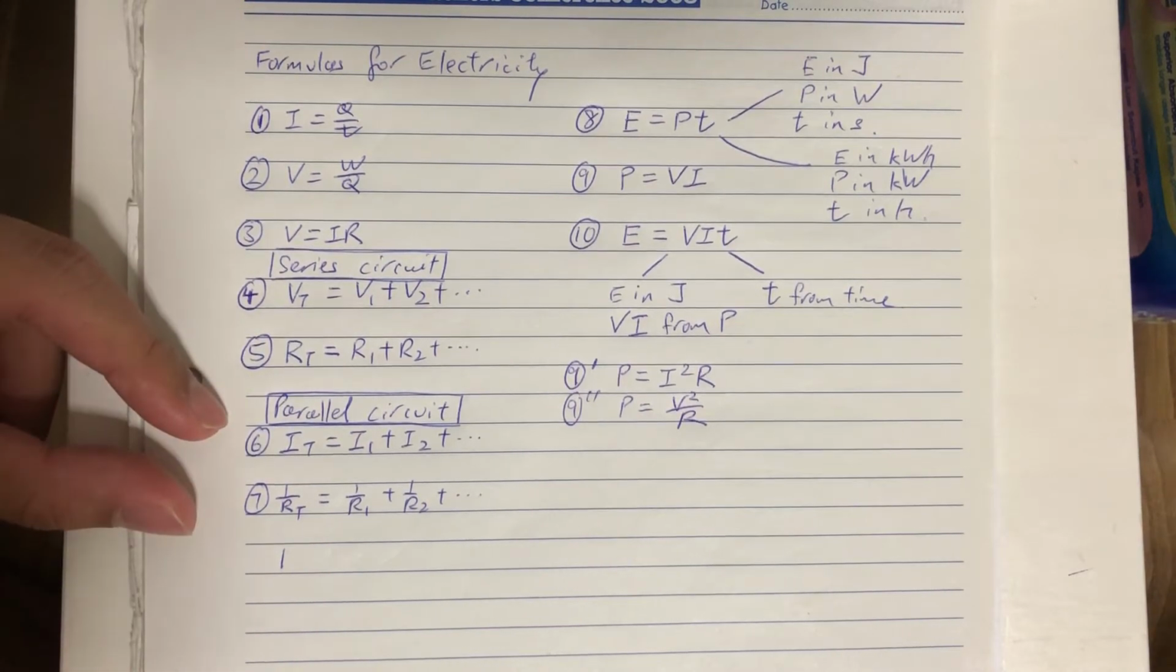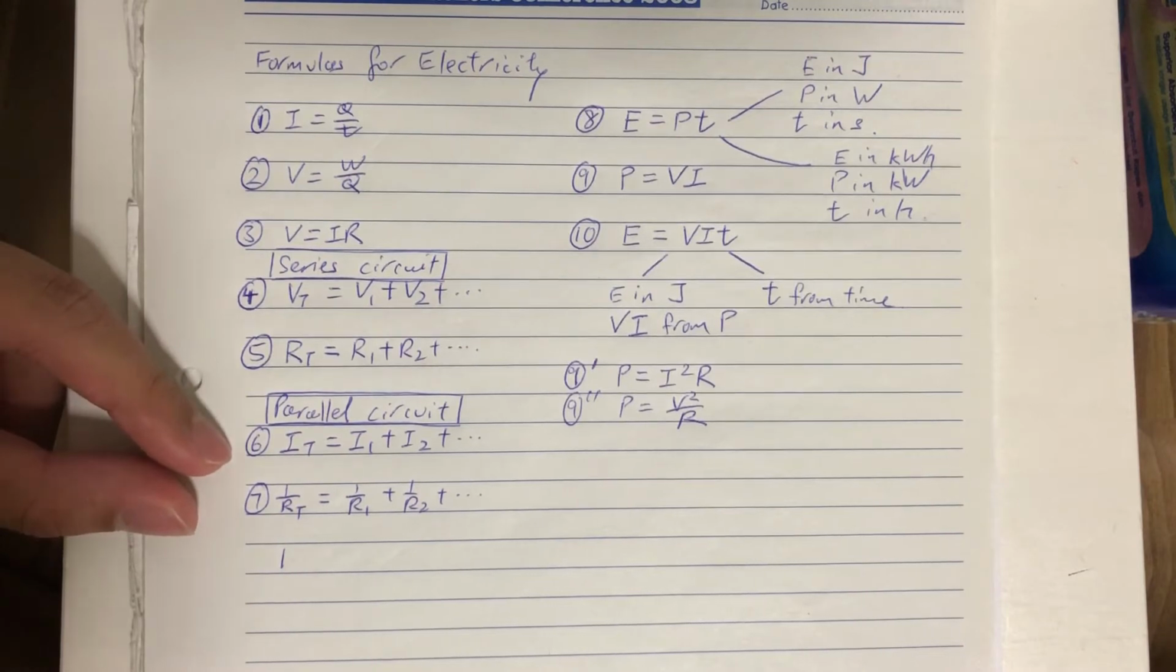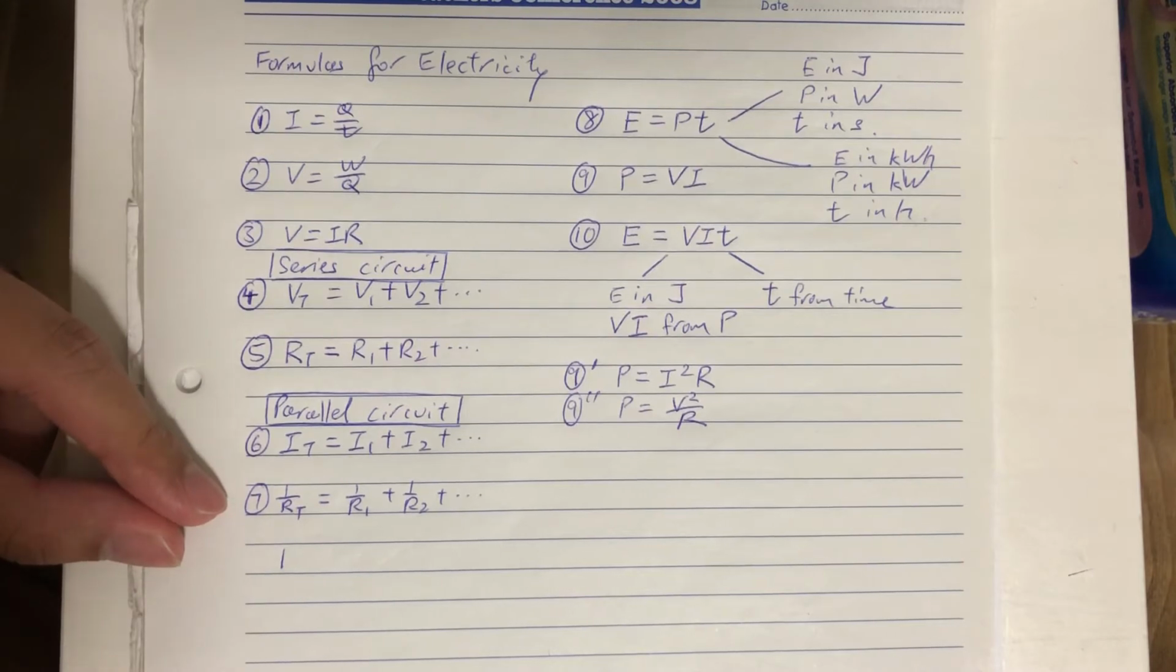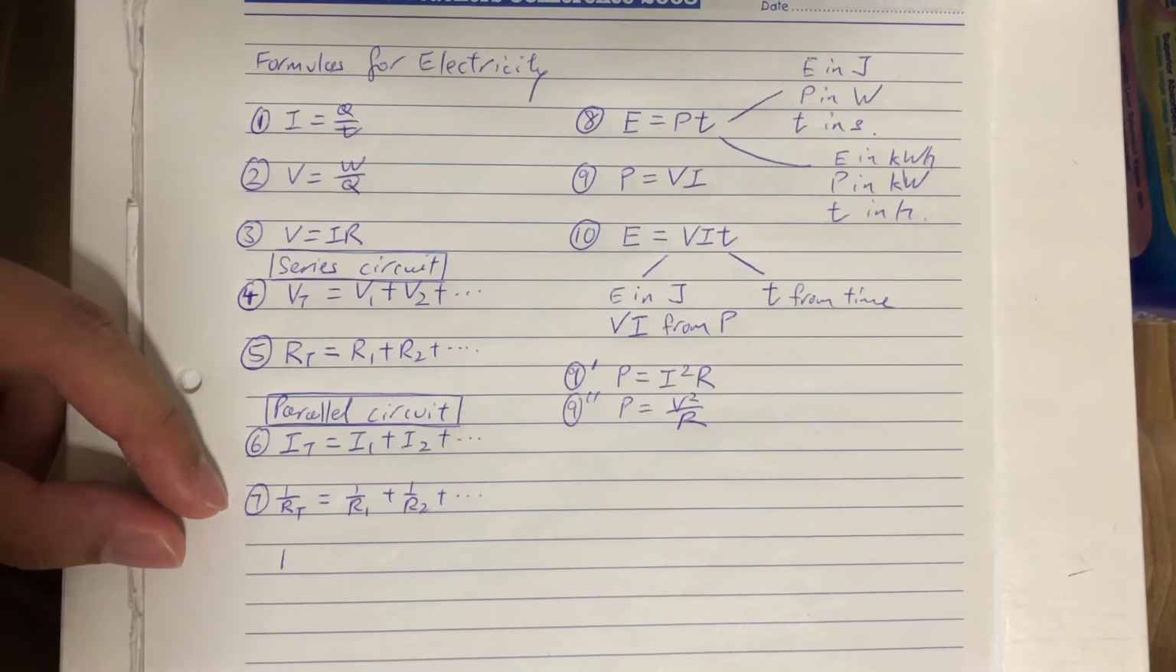Next we have the parallel circuit. For a parallel circuit, this number 6 here is talking about Kirchhoff's law. Total current equals I1 plus I2 and so forth. And the resistance, in order to calculate the total resistance, is 1 over R equals 1 over R1 plus 1 over R2 and so forth.